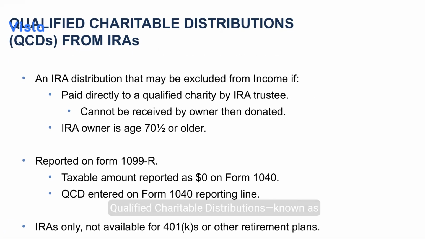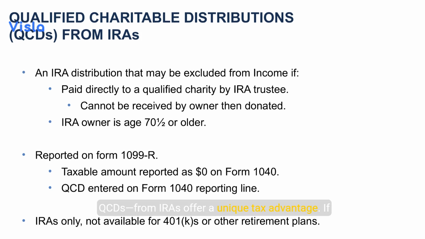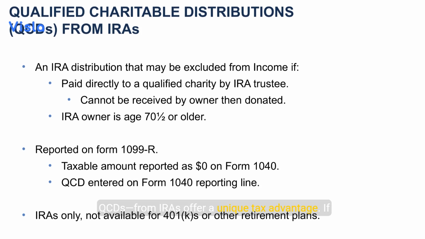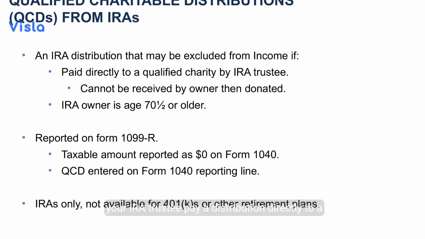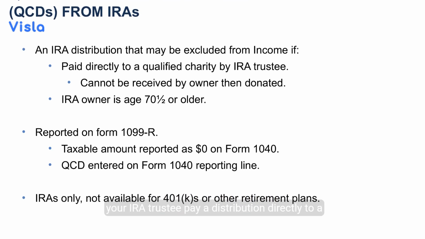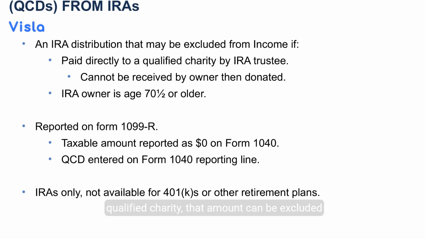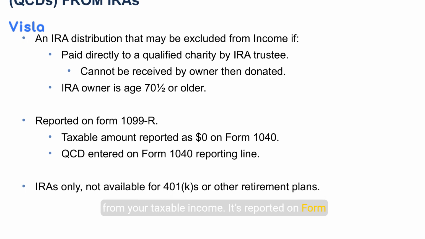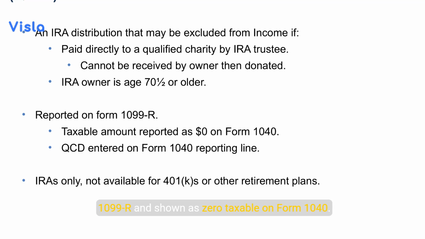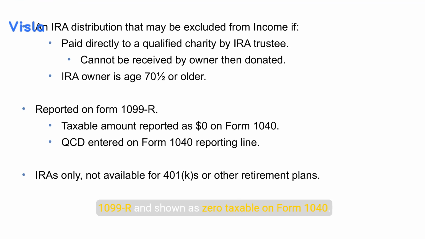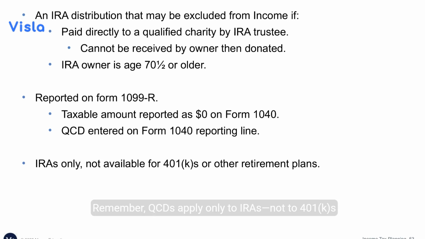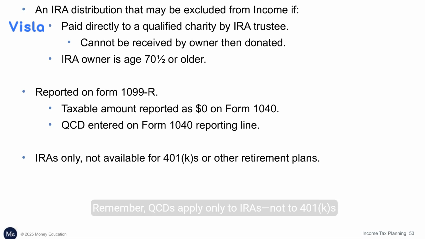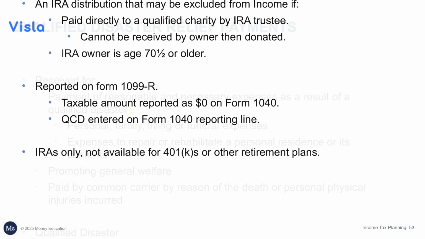Qualified charitable distributions, known as QCDs, from IRAs offer a unique tax advantage. If you're age 70 and a half or older and have your IRA trustee pay a distribution directly to a qualified charity, that amount can be excluded from your taxable income. It's reported on Form 1099-R and shown as zero taxable on Form 1040. Remember, QCDs apply only to IRAs, not to 401(k)s or other retirement plans.